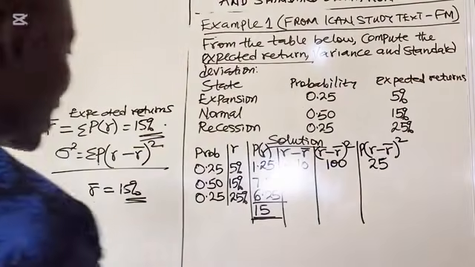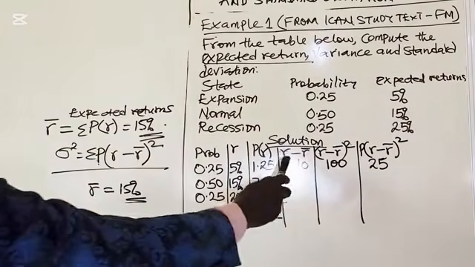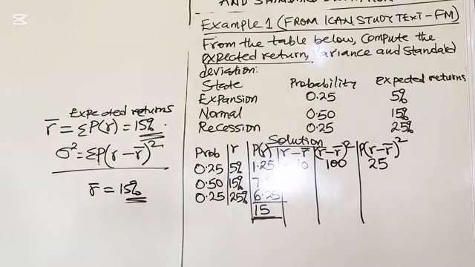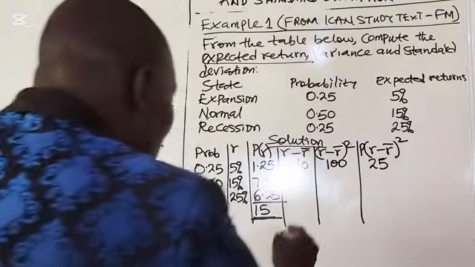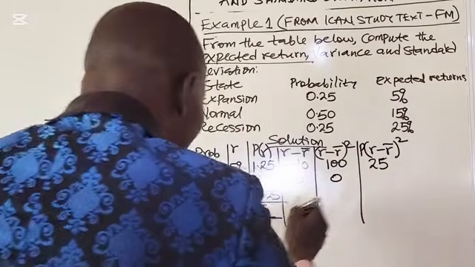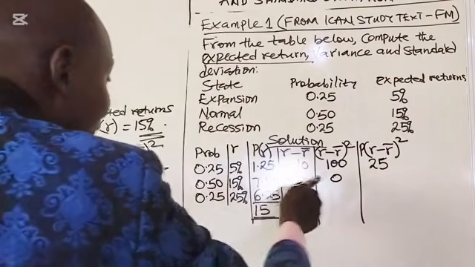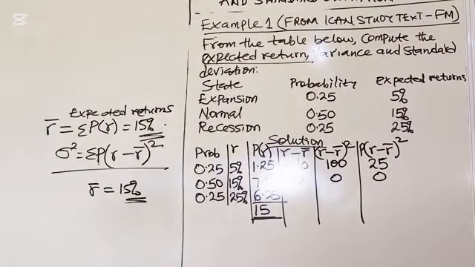Then for this second column, R is 15. R bar, which is the expected returns, has equally been calculated to be 15. So we have 15 minus 15, that will be 0. And the square of 0 is 0. Probability of 0.5 times 0, that will also be 0. Please take note of that.